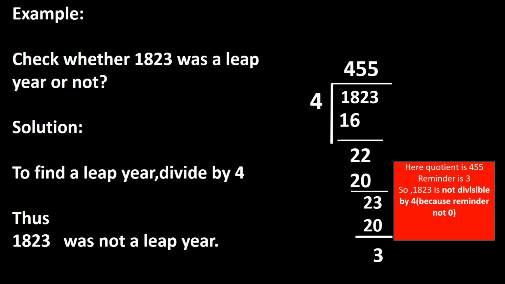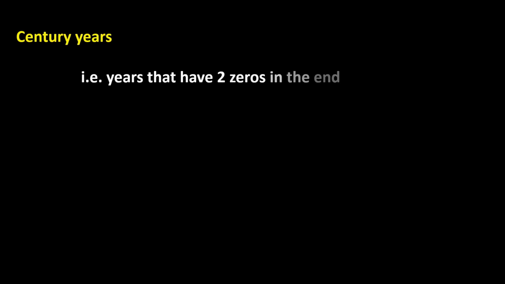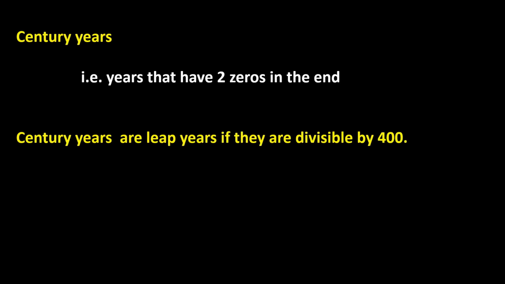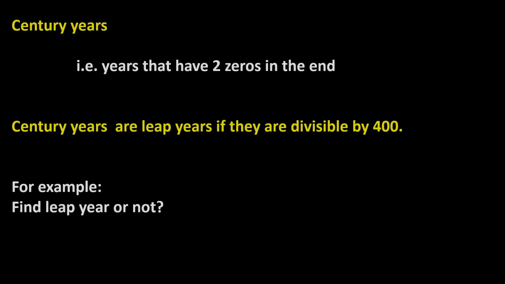There are also some exceptions. In case of a century year, we should not divide by 4. Instead, we should divide by 400. First, what are century years? Century years have 20 in the end. So when a year has 20 in the end, to find a leap year we should divide by 400 and not by 4. For better understanding, now we can learn by two simple examples.